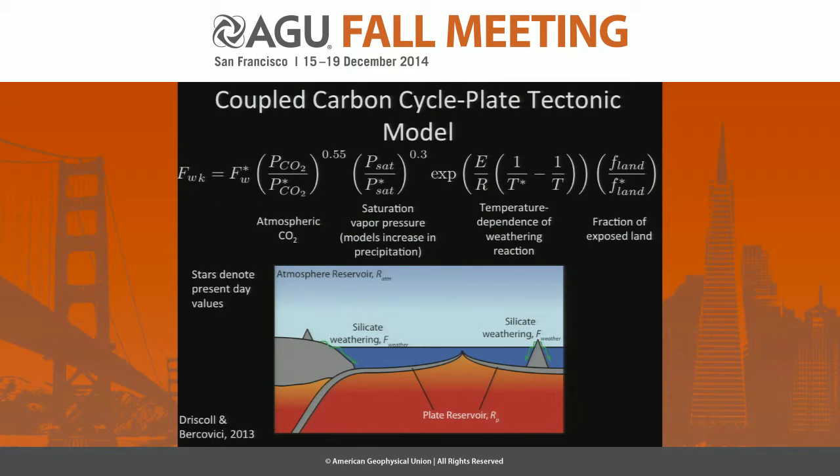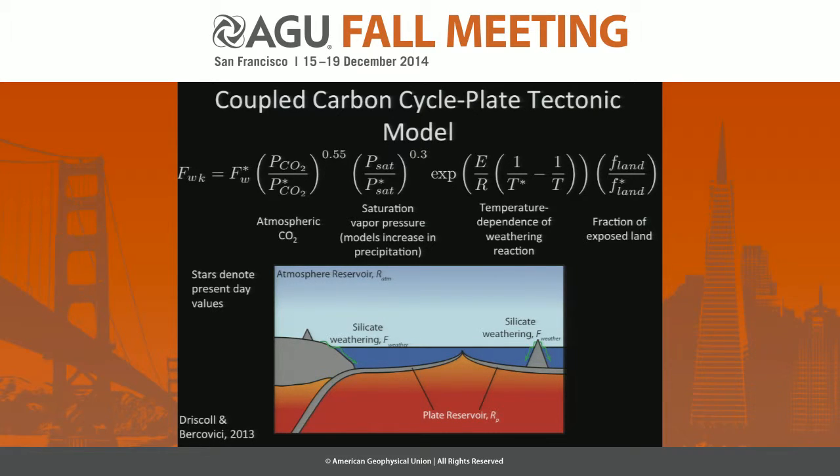The next flux is probably the most important part of the model. It's the weathering flux, and this is what incorporates these stabilizing climate feedbacks I talked about at the beginning. This is something that many authors have looked at over the years, and they've developed this kind of standard form of the weathering flux. The weathering flux ends up being dependent on the partial pressure of CO2 in the atmosphere.